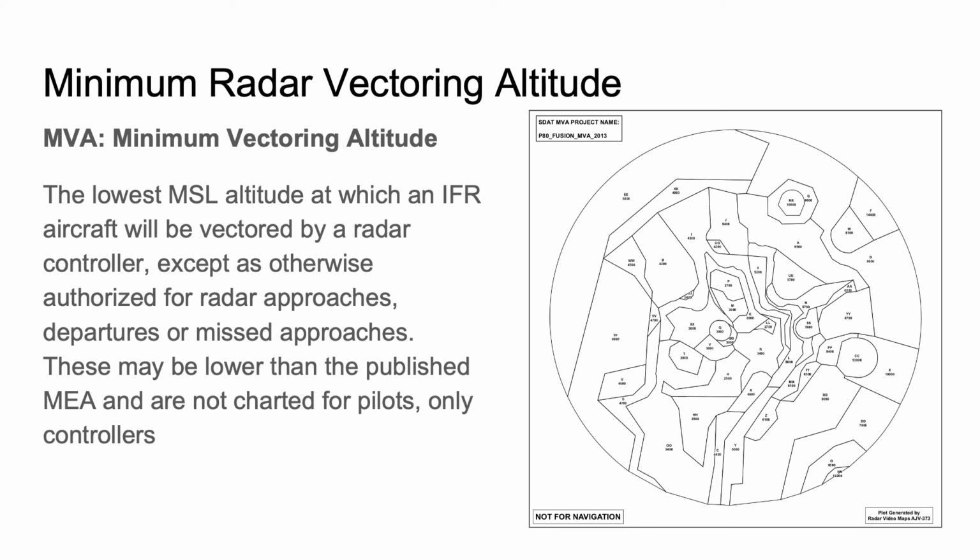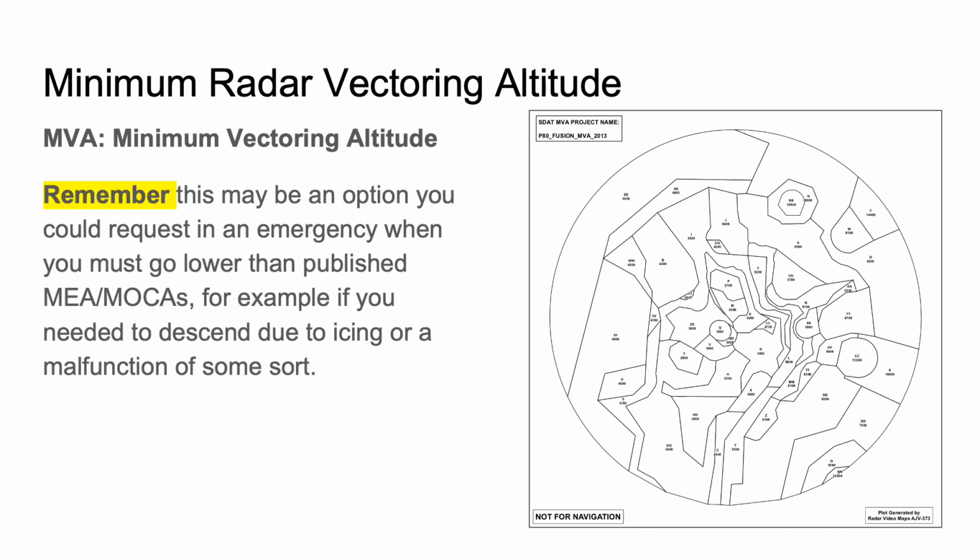This is a good time to remind you that minimum vectoring altitudes exist. These are something that is only available to the controller. That's not something that you can really look up easily. But you can always ask what the MVA is in your area. Remember that this may be an option if you're having an emergency and want to get lower than the published minimums for your area. They may be able to take you down to a lower altitude if they have you on vectors.